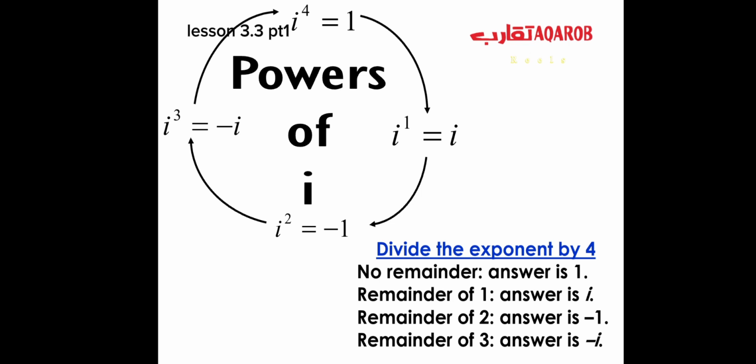It looks like a rotation, or a cycle, a circle in which you can find the powers of i easily. Now, starting from i to the power 1, it is equal to i. i to the power 2 means that when you square the imaginary number, and so on.